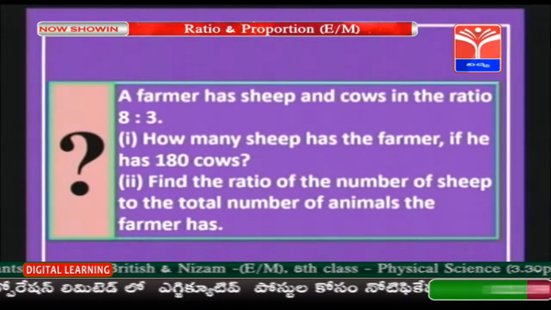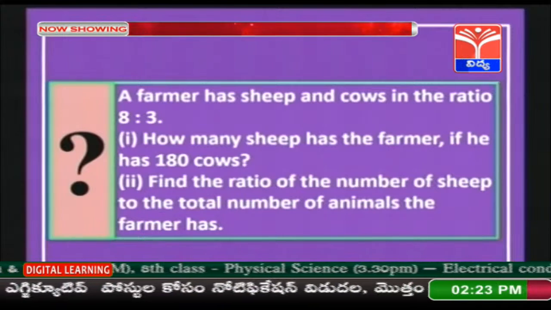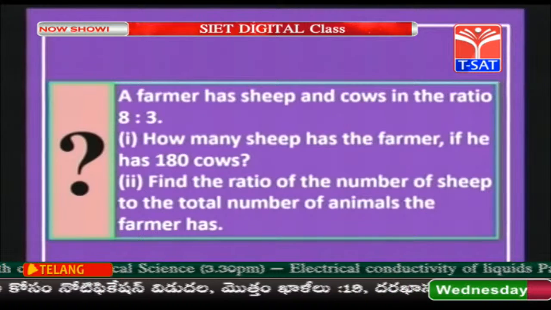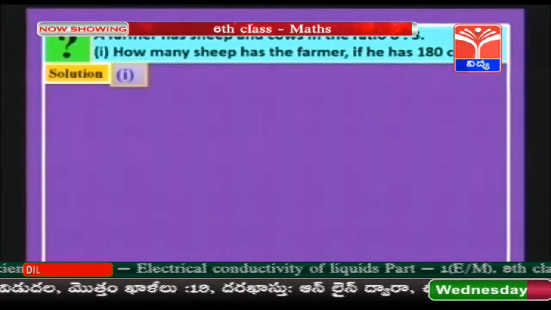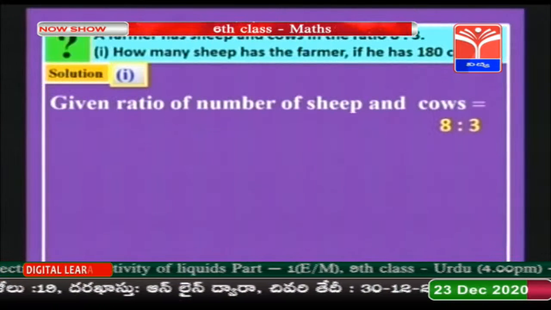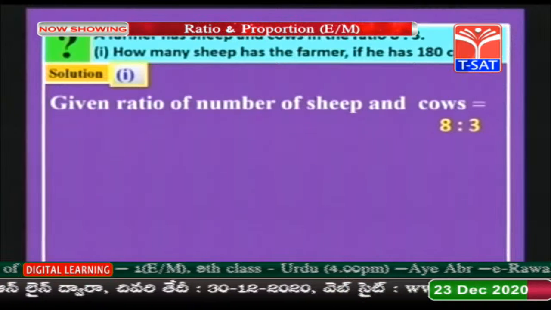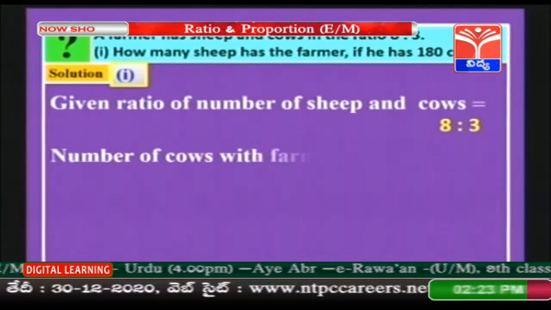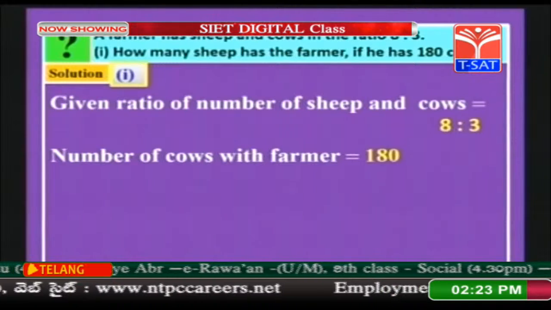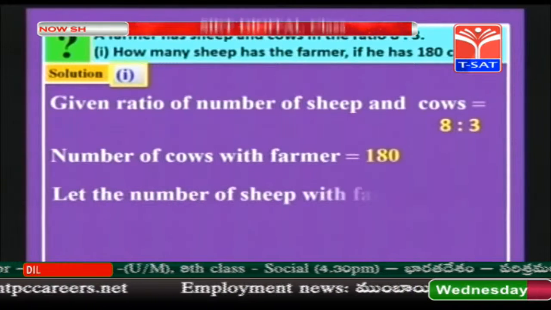And also find the ratio of the number of sheep to the total number of animals the farmer has. Let us start with the solution. So what is given, children? The ratio of sheep and cows, that is 8 is to 3. Okay, children. So the number of cows with the farmer is 180.